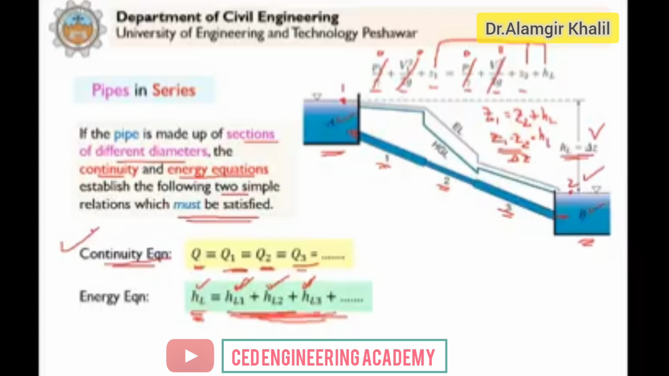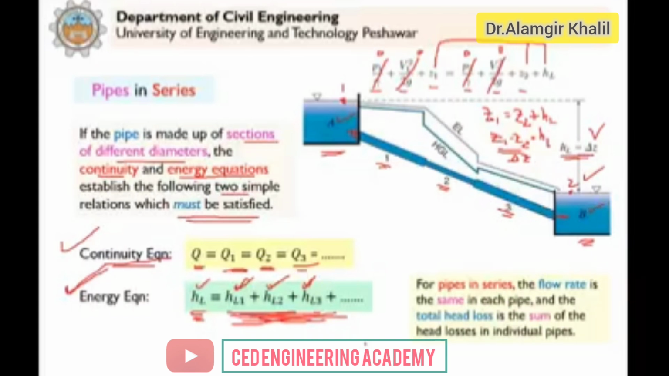One is the continuity equation. It means that the same discharge will occur through all the pipes when they are connected in series. And the energy equation says that the total head loss through the entire system will be equal to the sum of the individual head losses through all the pipes connected in series. So to summarize, when pipes are connected in series, the flow rate is the same in each pipe, and the total head loss is the sum of the head losses in individual pipes.